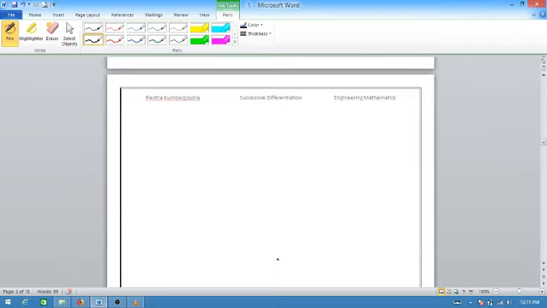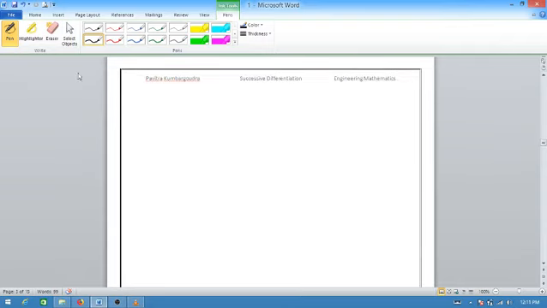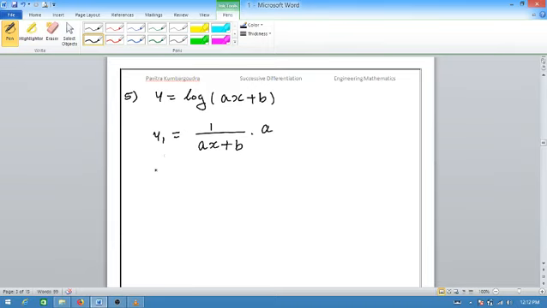So move on to the next function, the logarithmic function. So that is the fifth one, y is equal to log (ax plus b). You know the differentiation of log x is 1 by x. So find out y1. y1 is equal to, log x differentiation is 1 divided by (ax plus b) into a, since differentiation of ax plus b is a.